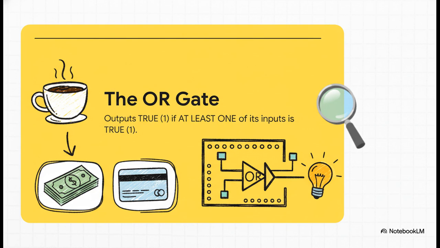Okay, so next, meet the OR gate. This one is way more flexible. Think of a coffee shop that takes cash or credit card. As long as you have at least one of those, you're getting your coffee. The OR gate works exactly the same way. It'll output a 1 if input A is 1, or if input B is 1, or, hey, even if both of them are 1.